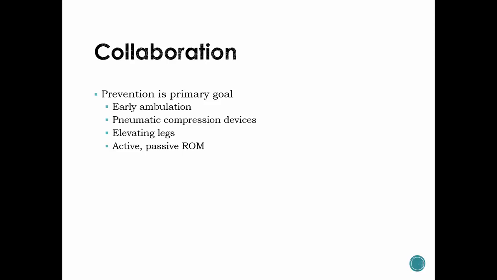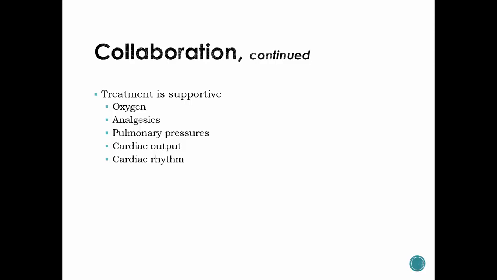Prevention is the primary goal, so early ambulation of your medical and surgical patients to prevent venous stasis. Pneumatic compression devices after surgery and when anticoagulants are contraindicated. Other preventable measures are going to be elevating the legs, active and passive range of motion exercises, especially in the lower extremities. Your treatment is basically supportive, so give them supplemental oxygen to help with the dyspnea.